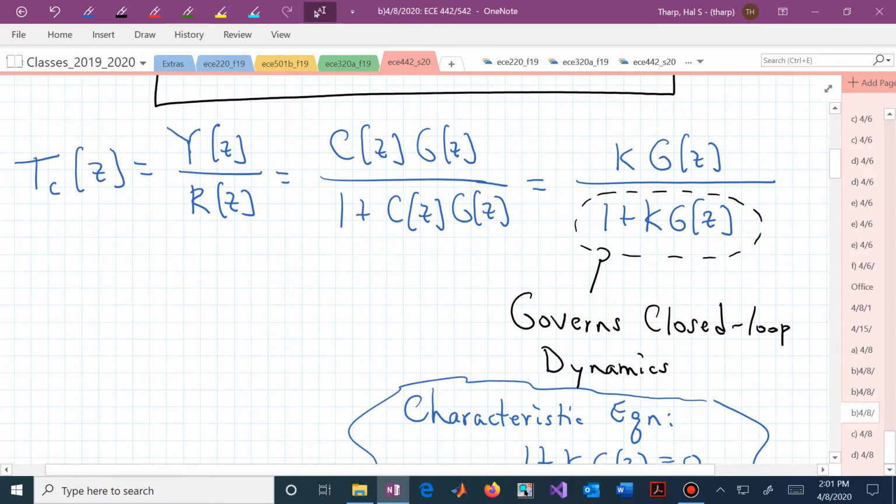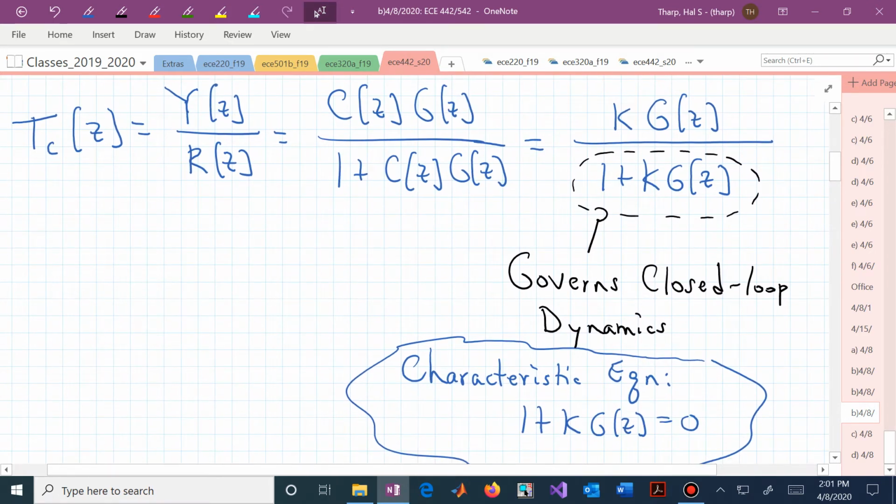So 1 plus kg of z, and we can now find the values of z that cause that to disappear. That's now our characteristic equation, 1 plus kg of z equal to 0. For a fixed gain k, that will then produce certain z's that satisfy that. If you now had a fifth order characteristic equation expression, you might have a fixed k. K is, let's say, 7. Now you have 5 values of z that satisfy that particular expression or equation for a fifth order.